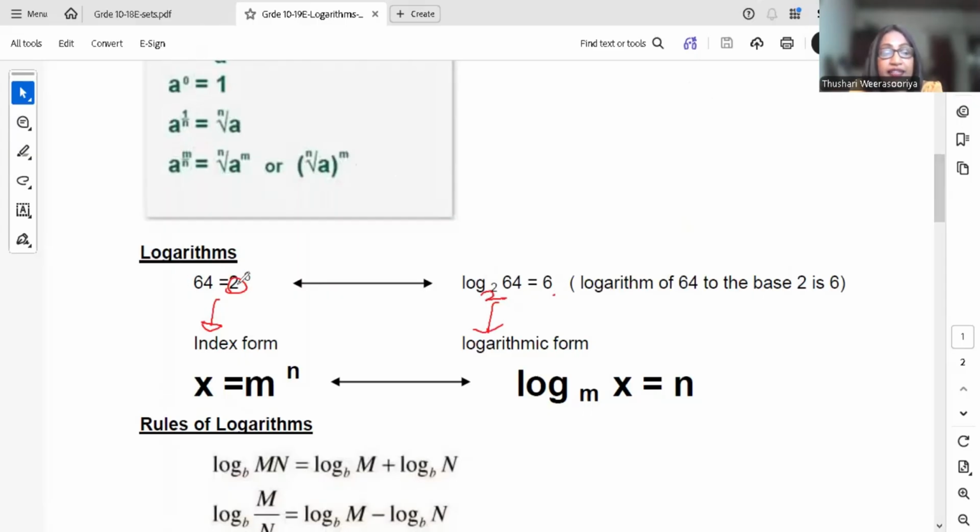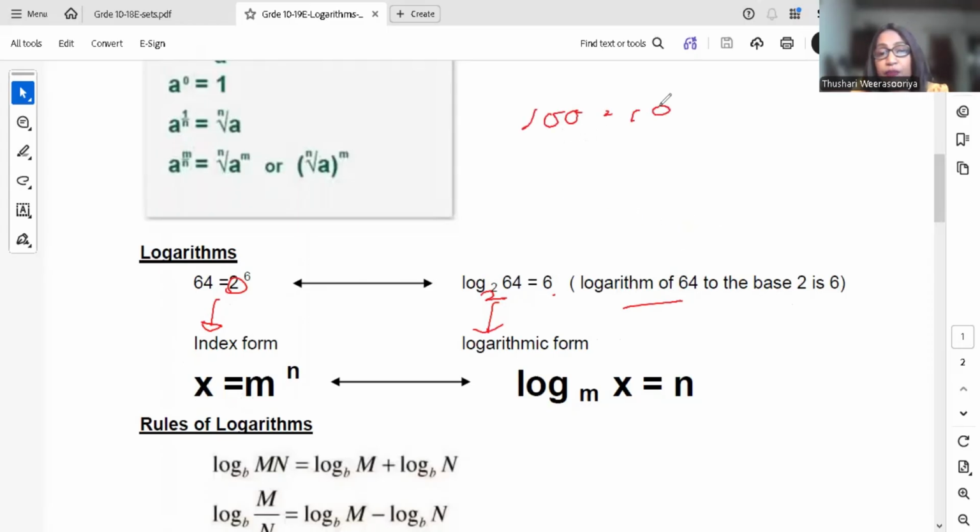You write these numbers in logarithm here and there. You get the log form. How do you write in correct position? Always base is base. Log base 2, logarithm of 64 to the base 2 equals 6. How do you read this? Logarithm of 64 to the base 2 is 6.